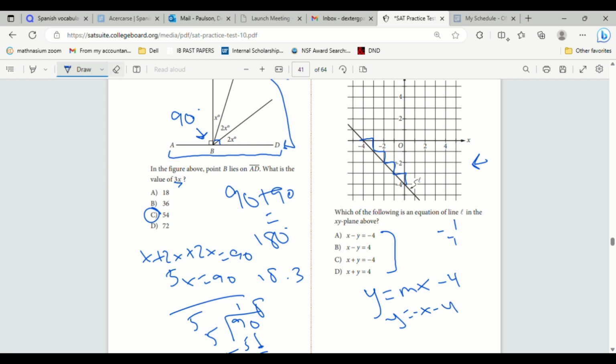So that's our equation, and we need to find that amongst choices A, B, C, D. So if we were to rewrite all these equations, you'll eventually find y equals negative x minus 4. And it looks like that is choice C, because x plus y equals negative 4. If I subtract x from both sides, that's y equals negative x minus 4. So answer is C.